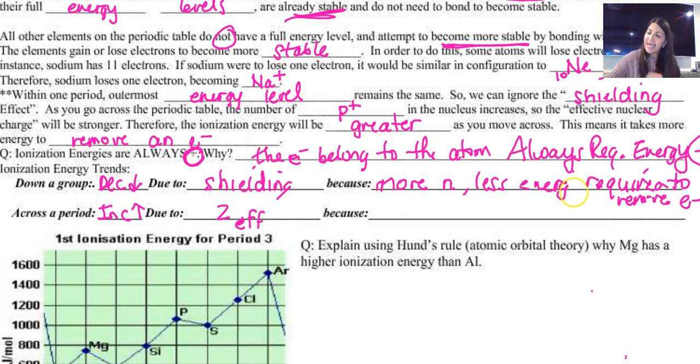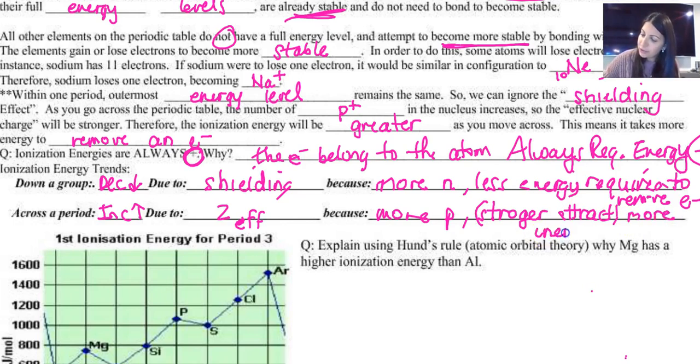Okay, versus if we're looking at going across the periodic table, we always say that now we're talking about having more protons in the nucleus. And the more protons we have, the stronger the attraction. And if it's a stronger attraction, the more energy that's going to be required. So we can even put in parentheses if we want here that there's actually a stronger attraction. And so then what happens is it requires more energy to remove an electron.